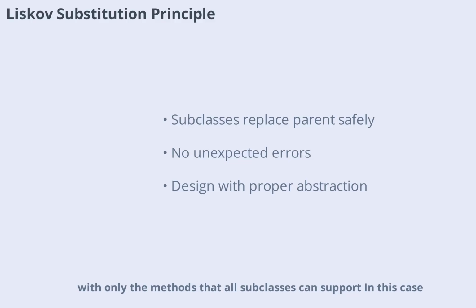In this case, make account an abstract class with a getBalance method, and let only the appropriate subclasses implement withdraw. This way, you can use any subclass wherever an account is expected and your code will behave consistently. LSP helps maintain reliability and predictability in your software.